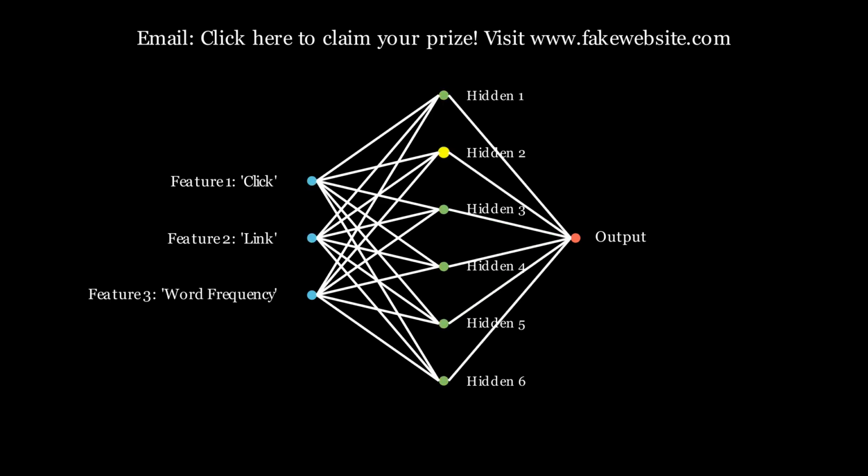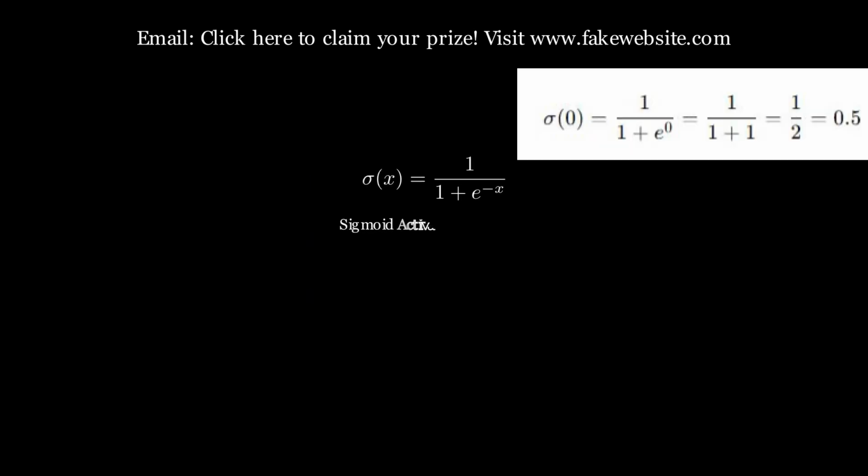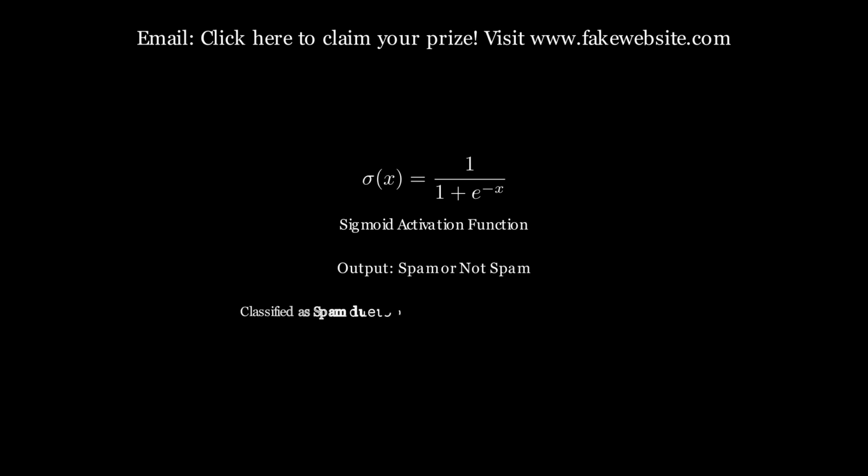Finally, the data reaches the output layer, where a sigmoid activation function converts the combined input into a probability score between 0 and 1. This score determines whether the email is classified as spam or not. The entire animation visually breaks down this complex process, making it easier to understand how the network arrives at its decision.